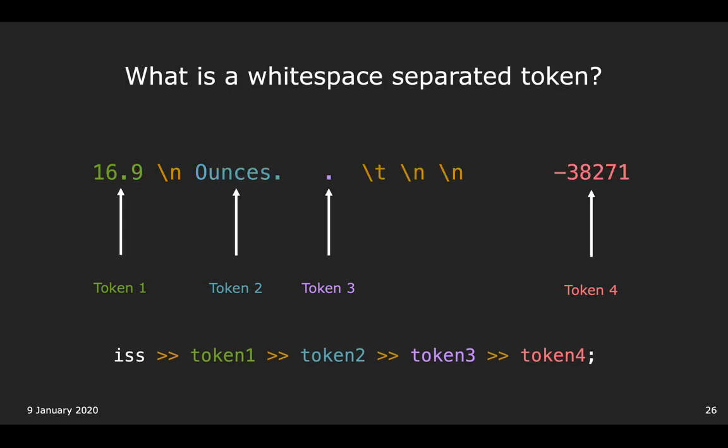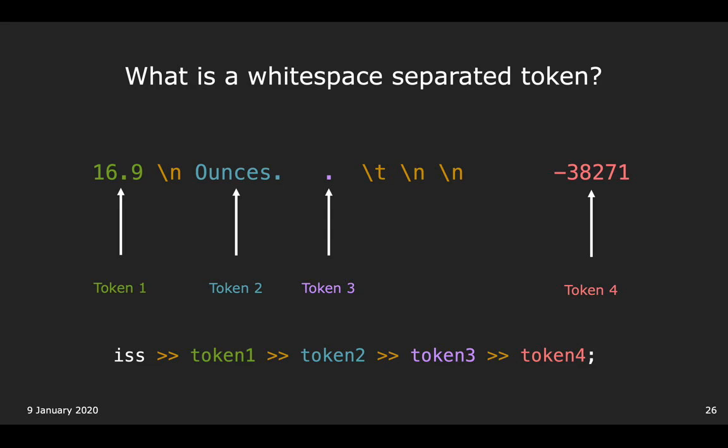Suppose these were strings, and you tried to read in string by string by string; the first one would be token 1. It would skip the \n, which stands for new line. Ounces with the period. It reads that single period as token 3. It skips the backslash t, that's a tab, and a bunch of new lines. It skips everything and just reads the next one. So yes, it reads white space separated tokens.